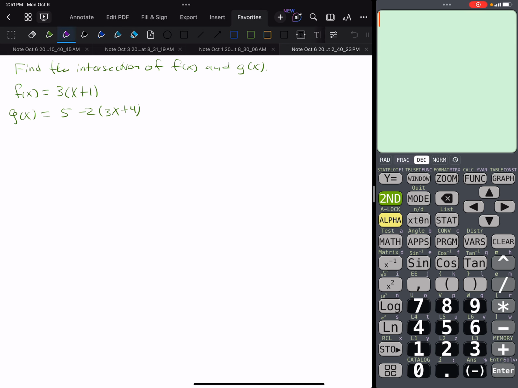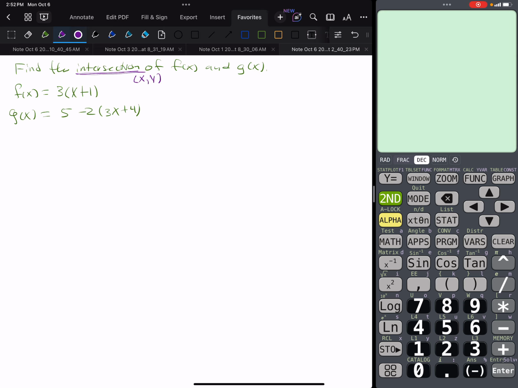Now, I know as soon as they ask me for an intersection that my answer is going to be an ordered pair, right? My answer is going to have an x and a y value to it. And so that's something to remember as I keep working here, because I'm going to do a lot of work to find the x value. And it'd be really tempting to think I'm done with the problem when I found the x value, but I'm not. It's actually asking me for the point where these two functions cross. And that is an ordered pair. It's not just the x value. It's both the x and y.